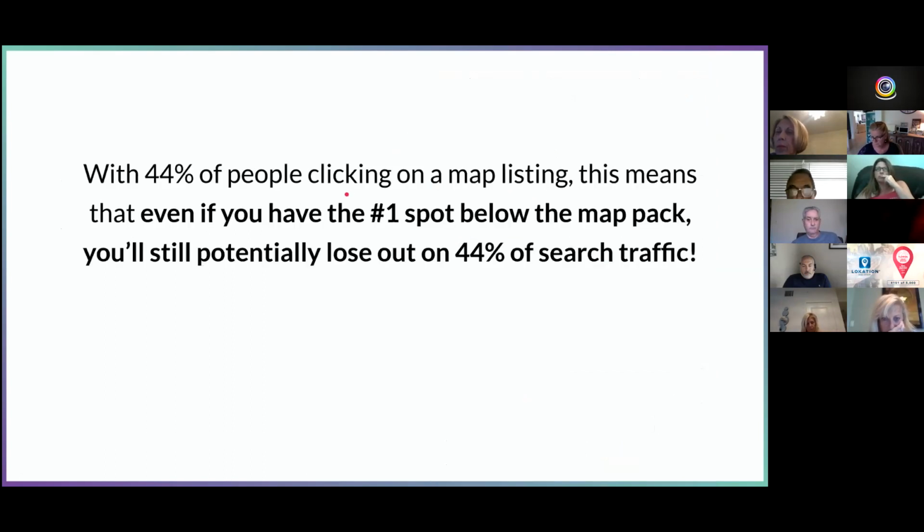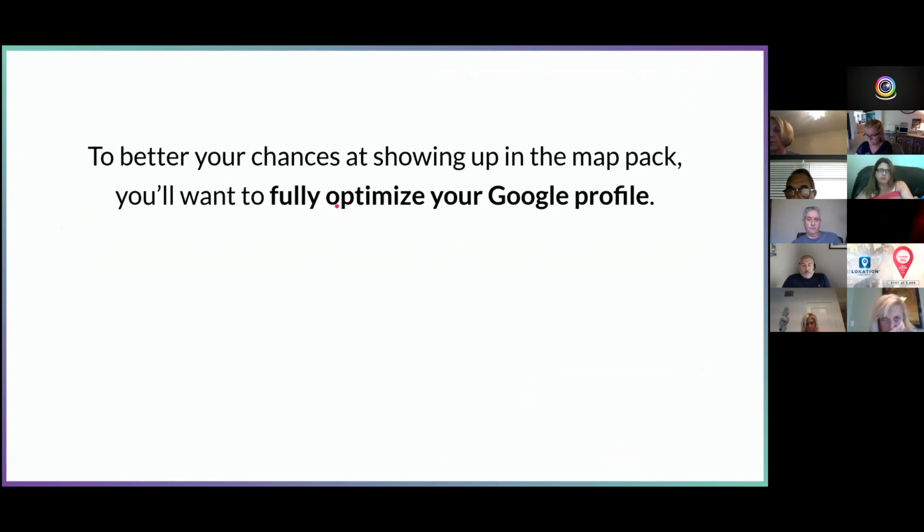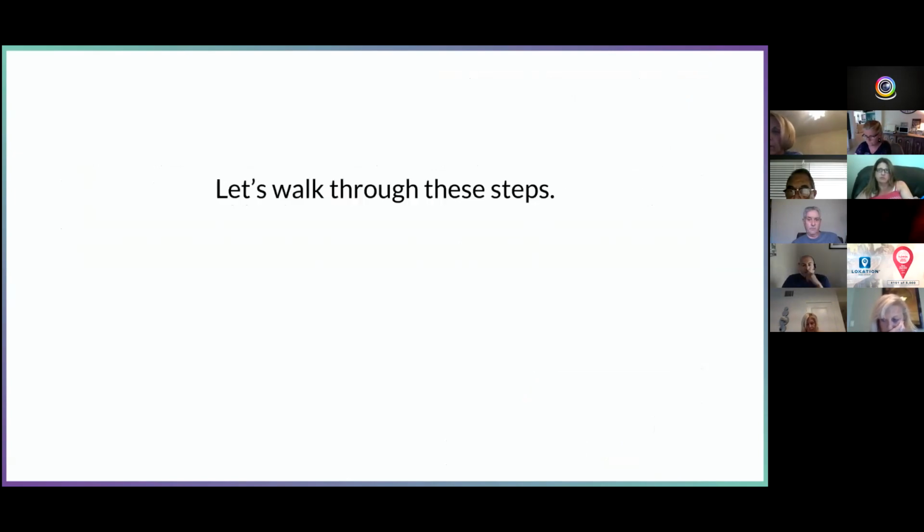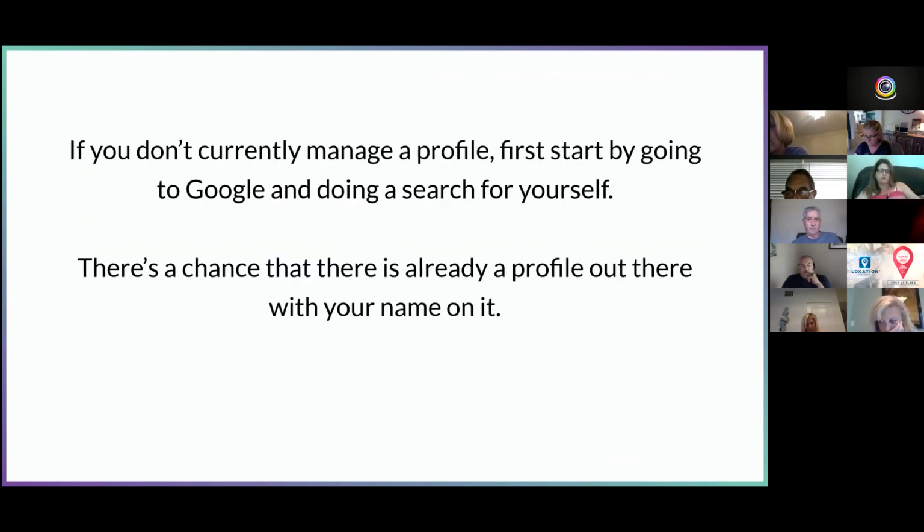So with 44% of the people clicking on a map listing, that means that even if you have the #1 spot below the map pack, which is number one organically that I said earlier gets 35% of the clicks, you're still going to lose out on 44% of search traffic. So to better your chances at showing up in the map pack, we want to fully optimize the Google My Business profile. And that's what we're going to do right now, is walk through those steps.